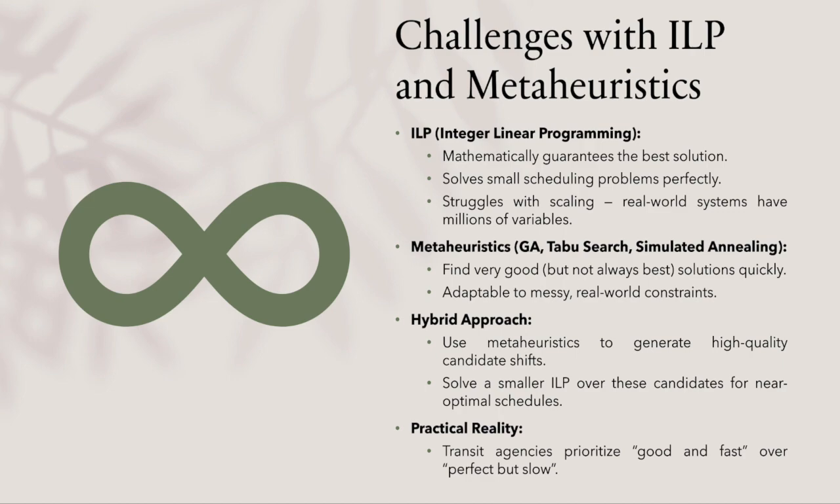On the other hand, we have metaheuristics, like genetic algorithm, tabu search, and simulated annealing. These methods are much faster and more adaptable. They may not always find the optimal solution, but they find a very good solution quickly, which is often more important in real-world applications. There is one hybrid approach that takes the best of both worlds. By using the metaheuristic to generate high-quality candidate solutions and then solving a smaller ILP over these candidates, we can get a near-optimal solution without that heavy computational cost.